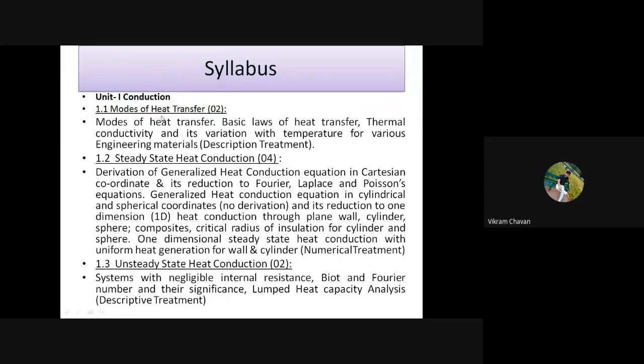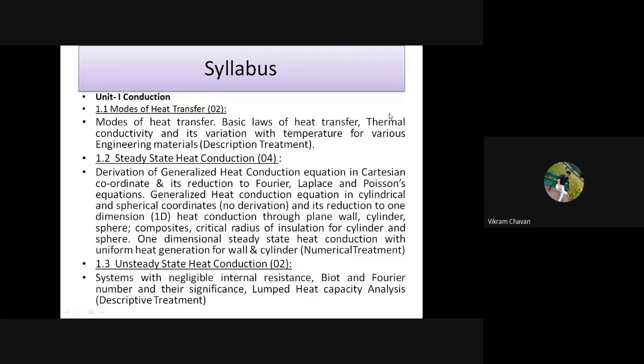First one is modes of heat transfer, then steady state heat conduction, and the last one is unsteady state heat conduction. Okay, so in modes of heat transfer, we are going to study 3 different modes, and the basic laws are related to these 3 different modes, that is convection, conduction, and radiation. So the basic laws, that is the Fourier law, then Stefan Boltzmann law related to radiation, and the Newton's law of cooling related to convection.